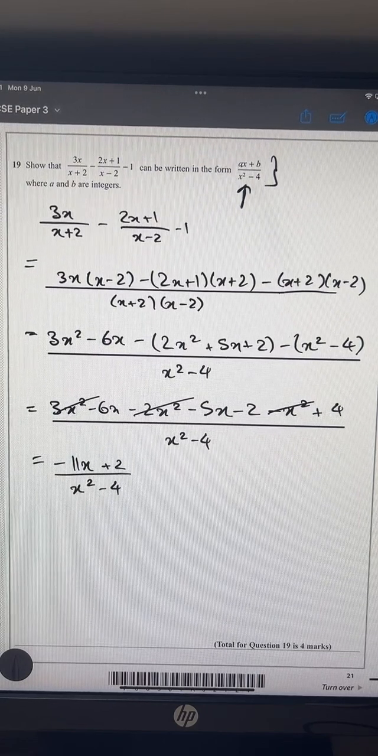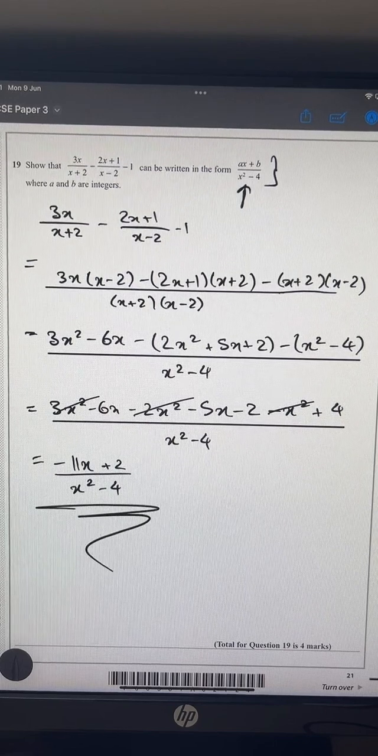Is that in the form they wanted? Something x plus something? Yeah. And don't be put off if that was -2. It would be plus -2, yeah? So a and b are integers, and that is your answer.